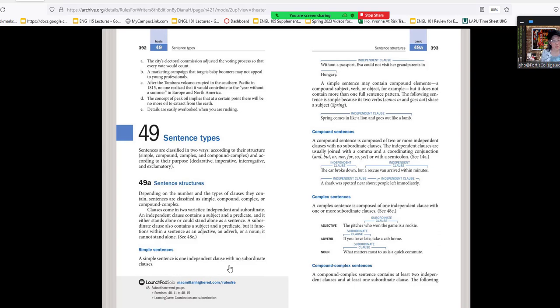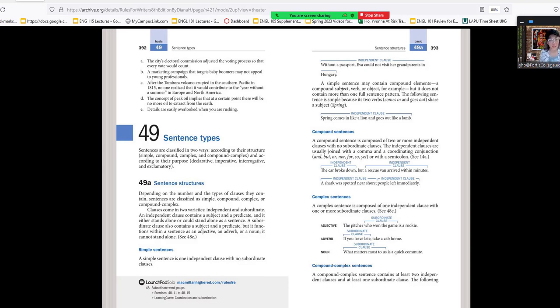Simple sentences. A simple sentence is one independent clause with no subordinate clauses. Without a passport, Eva could not visit her grandparents in Hungary. So this is an independent clause. A simple sentence may contain compound elements, a compound subject, verb, or object, for instance, but it does not contain more than one full sentence pattern. The following sentence is simple because its 2 verbs, comes in and goes out, share the same subject, spring. Spring comes in like a lion and goes out like a lamb. So that is an independent clause, meaning that that's a thought that can stand on its own.